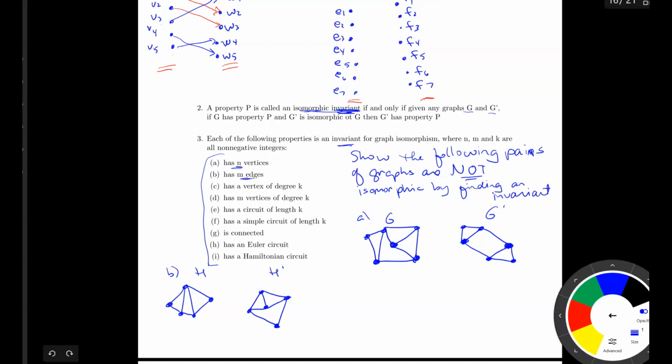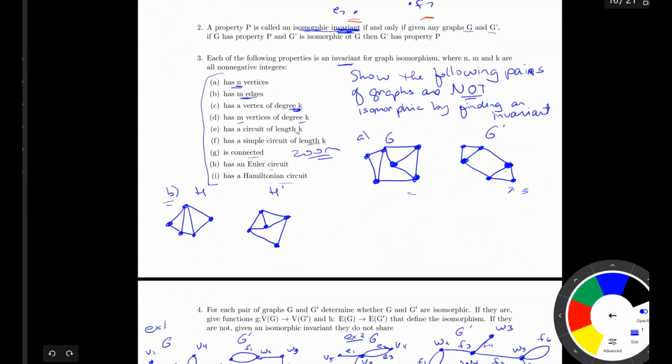They have to have the same number of edges, and they have to have a vertex of degree k. So if one graph has a vertex with degree 3, this one has to have a vertex with degree 3. M vertices of degree k, a circuit of length k, simple circuit, connected, Euler circuit, Hamilton circuit. So if you can find something that's different between the two graphs, to say, oh, here's the invariant, then you can say that there is not an isomorphism.